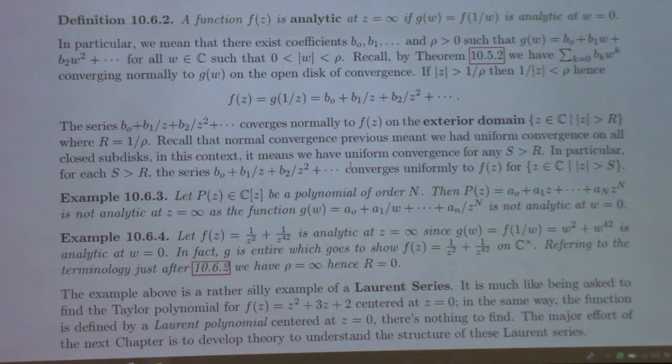A couple of important examples. Things that are very nice at 0 are not nice at infinity. Like sine is not nice at infinity. A polynomial is not nice at infinity. See, because while it is definitely holomorphic at 0, for the reciprocal, the g of w here, if you replace z with 1 over w, you get a sum of things that are divergent, right? This is not analytic at w equal to 0. So polynomials, in some sense, are not behaving nicely at infinity.